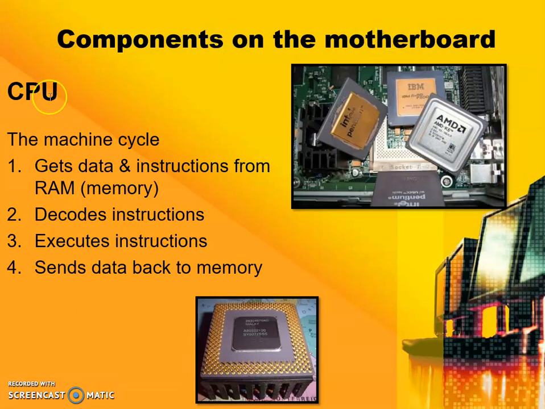The CPU, the Central Processing Unit. We need to talk about the machine cycle. That's where it gets data and instructions from the RAM. Remember, from grade 10, RAM was random access memory. It decodes the instructions, executes the instructions, and sends the data back to memory.